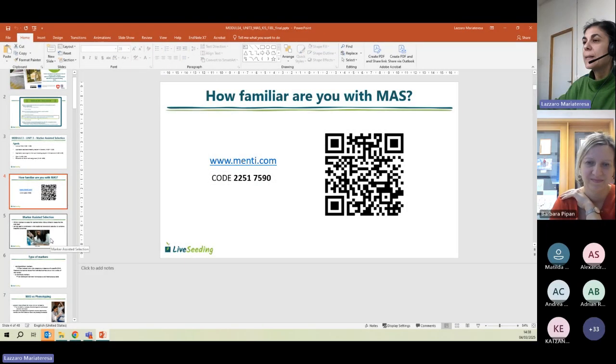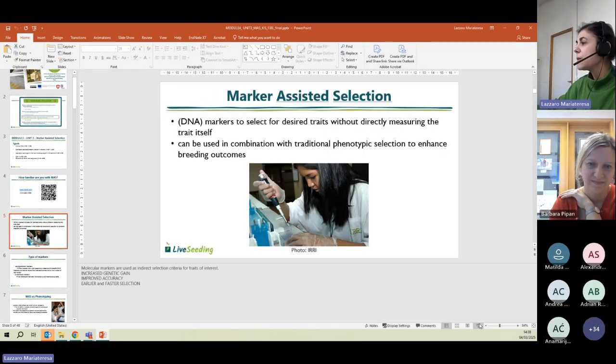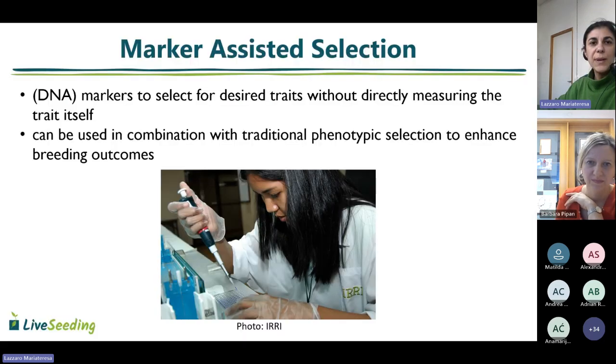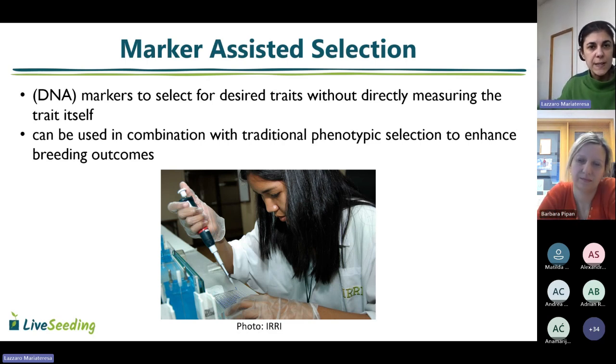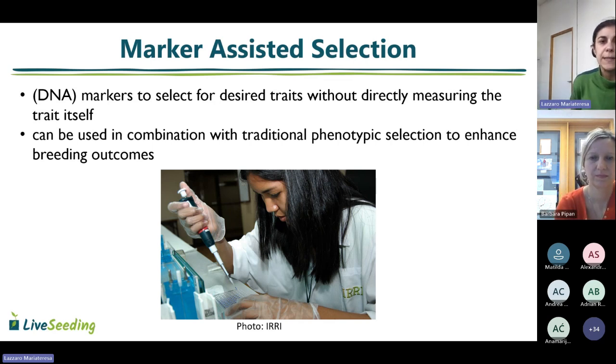I will start now with a short introduction. So basically, in marker-assisted selection, we use a limited number of DNA markers to select for our key target traits in the breeding program without directly phenotyping in our segregating material. And most often, this methodology is integrated within the phenotypic selection to enhance the breeding outcome.